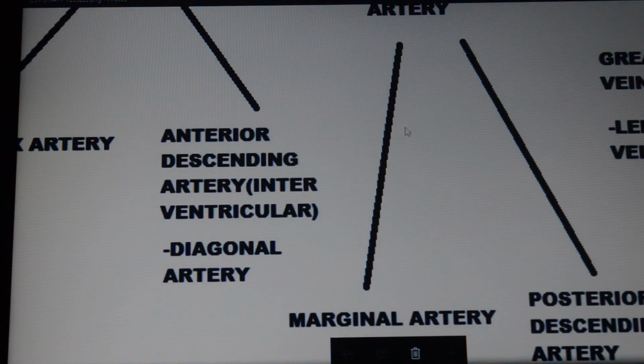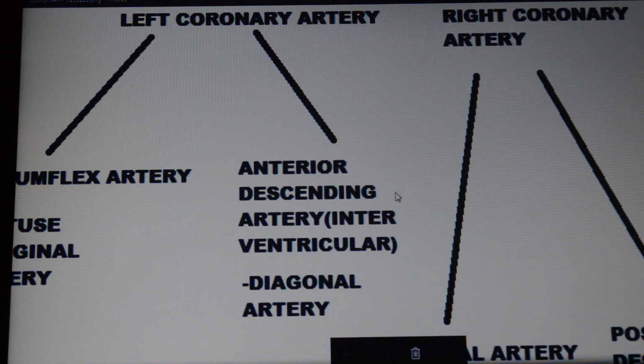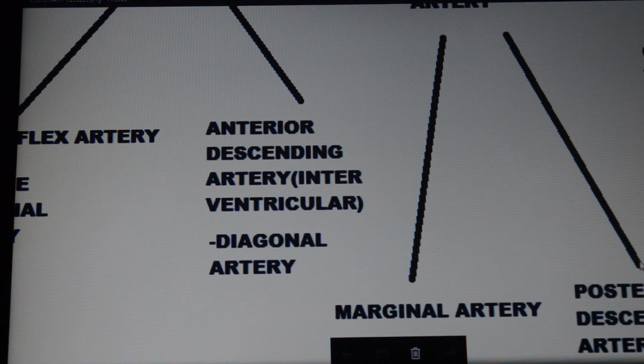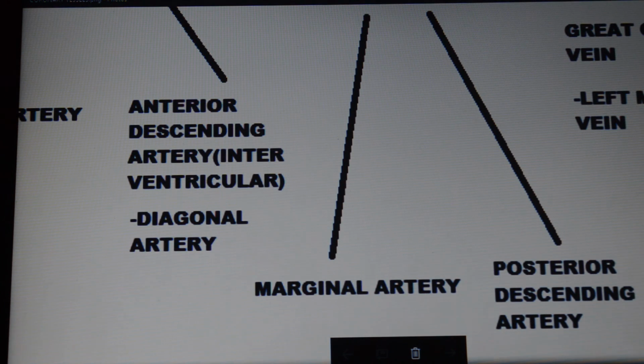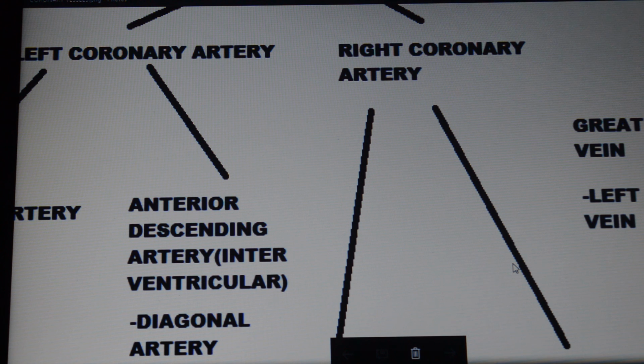The main thing to remember here is that the left coronary artery's branch, the anterior descending artery, that is the interventricular artery, forms an anastomosis with the posterior descending artery, which is the branch of the right coronary artery. So there is somewhat of a minor anastomosis formation in the heart too.